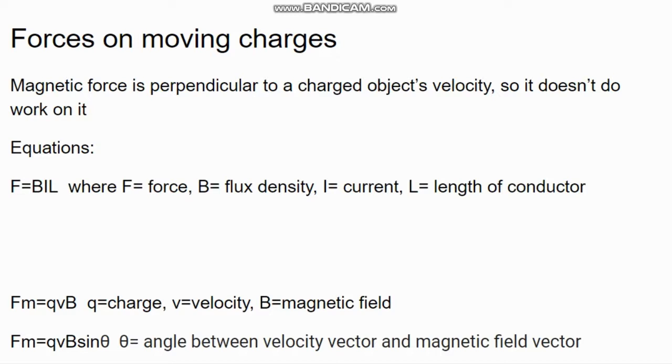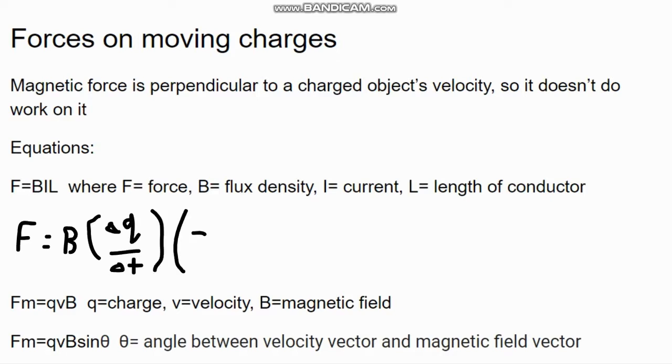And the equation for magnetic force is F equals BIL, where B is flux density, I is current, L is length of conductor. You can also write it as F equals B times delta Q over delta T times V times delta T, and you can cancel out the delta T's to write the magnetic force equals QVB. And you can also write it as magnetic force equals QVB sine theta, where theta is the angle between the velocity vector and the magnetic field vector.